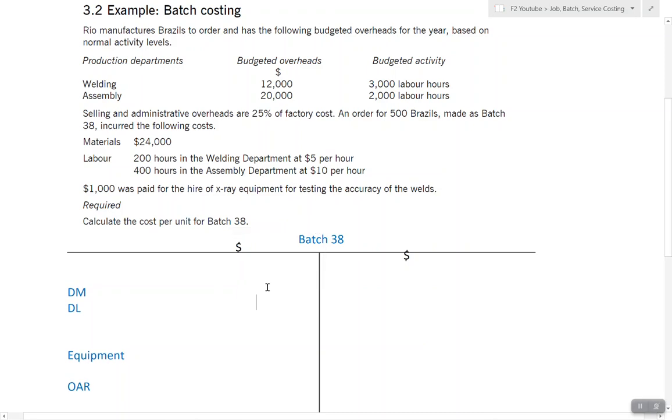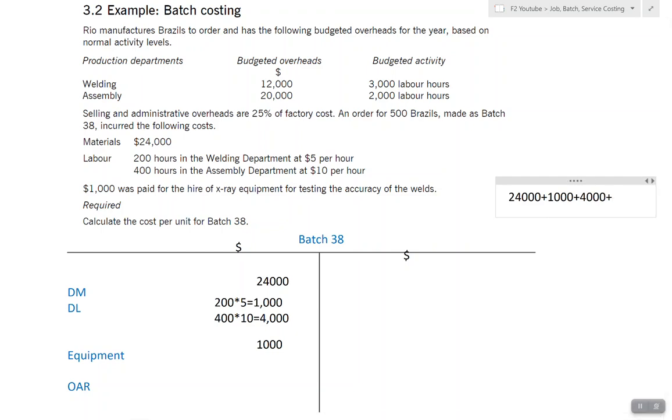Okay, direct material 24,000, straightforward. Direct labor is 200 at the rate of 5, and 400 at the rate of 10. Equipment 1,000. Overheads is said here, selling and administrative overheads are 25% of factory cost. Whatever is factory cost, which is 24,000 plus 1,000 plus 4,000. Remember, factory cost means everything, overheads, prime cost, everything.